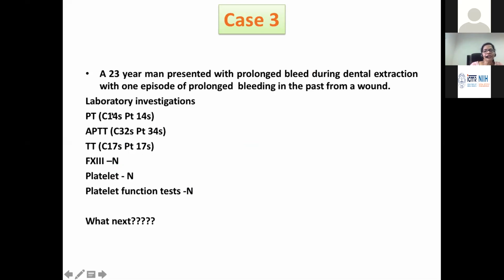We did his initial PT, APTT, TT, factor 13, platelets, platelet function test. Everything is normal. So are you going to give a report saying that it's a normal study, or you are going to go ahead doing some more tests?